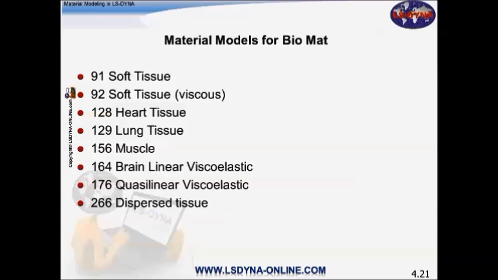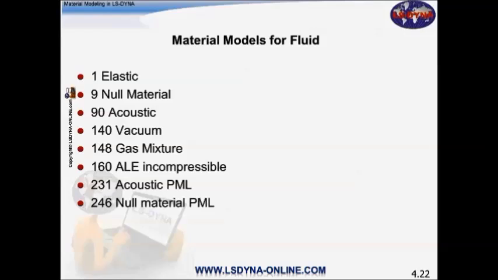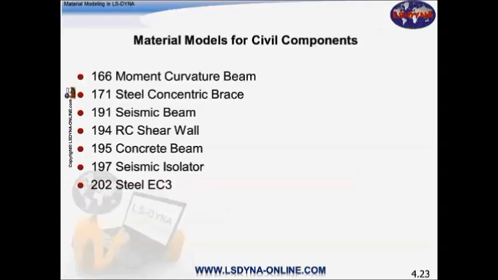Then you have material models for biomedical applications. There's soft tissue, viscous soft tissue, there's heart tissue, lung tissue, muscle, brain tissue, and so forth. So lots of material models for bio application. And then for fluid problems, so if you're doing a fluid structure interaction problem, probably you're going to use mat null, which is material type 9, either for air or for water. You can use that. And then there are others, material models for ALE type of problems.